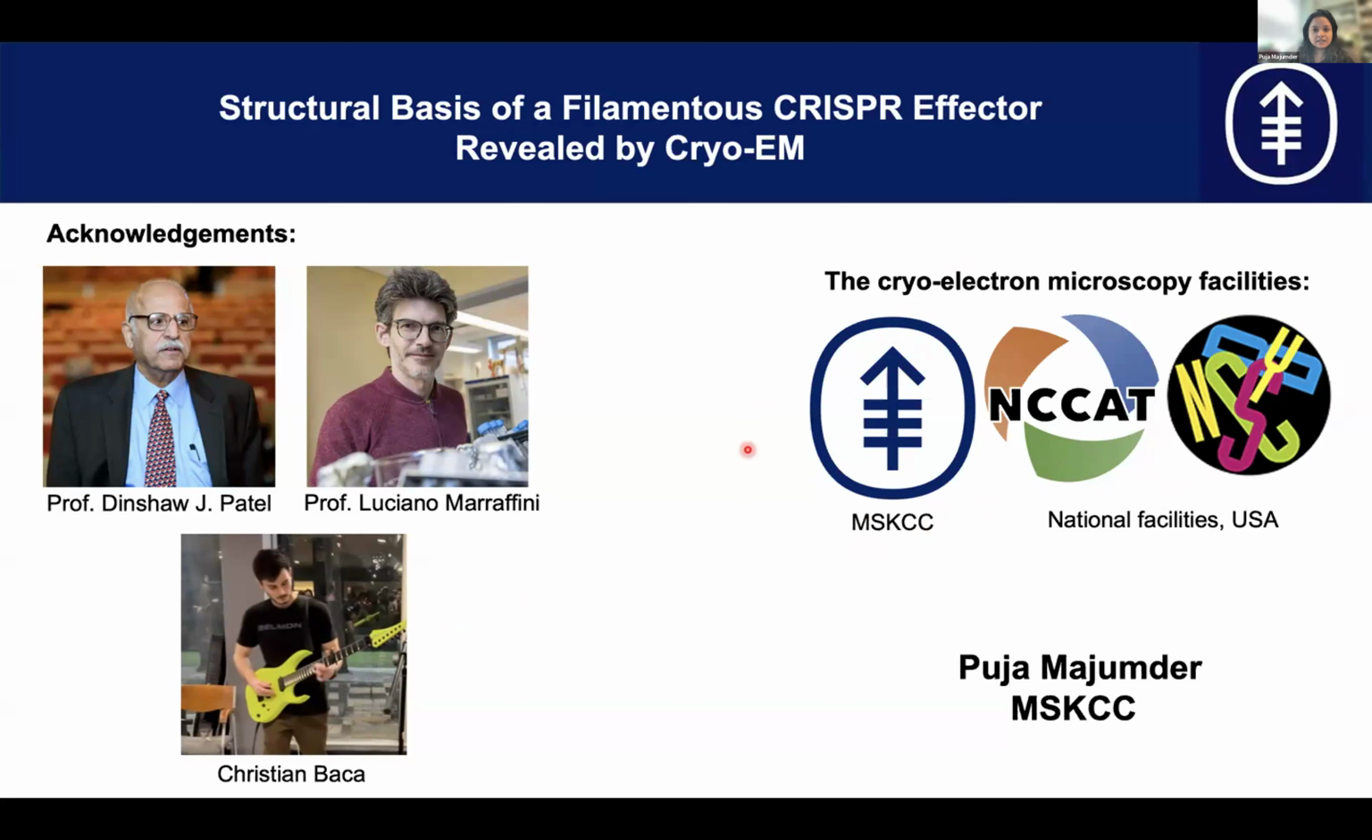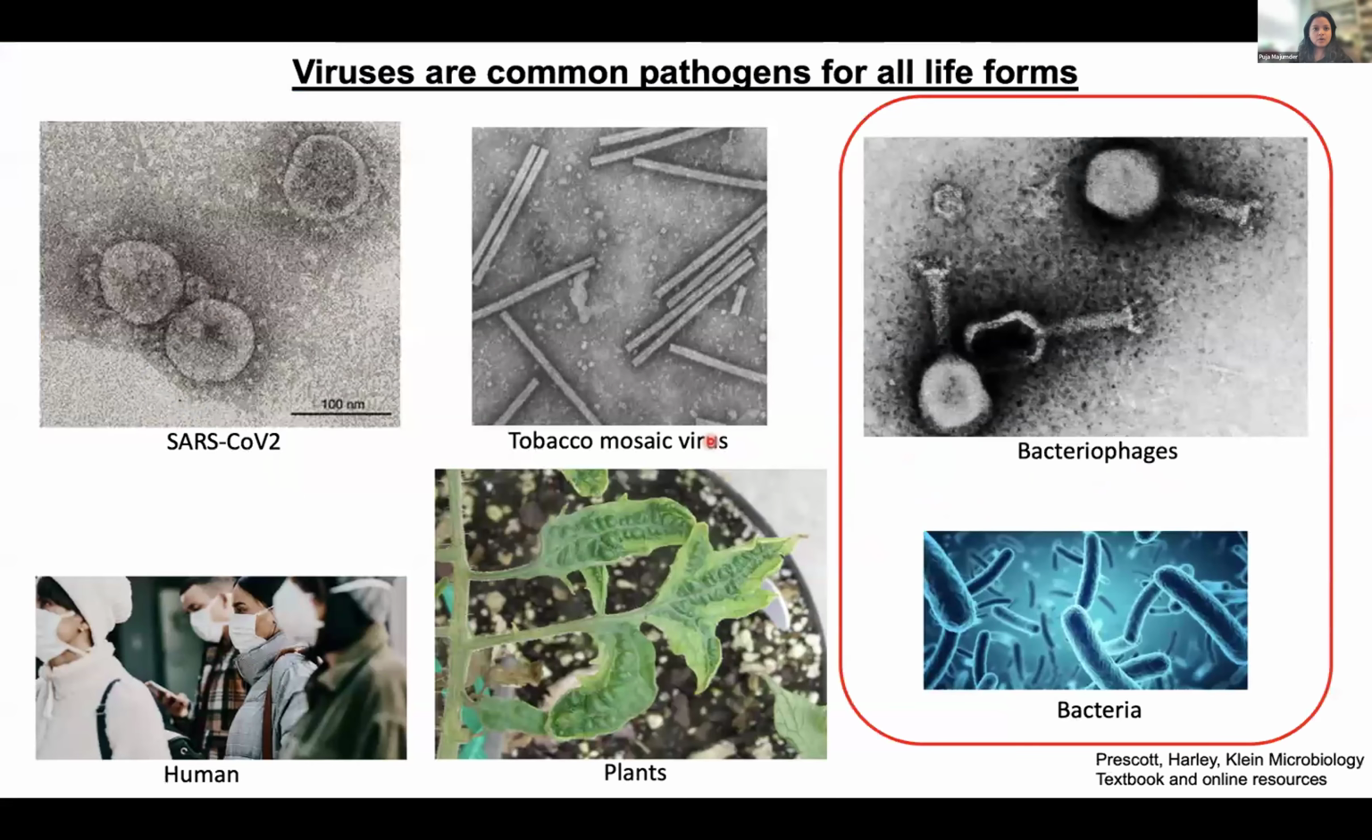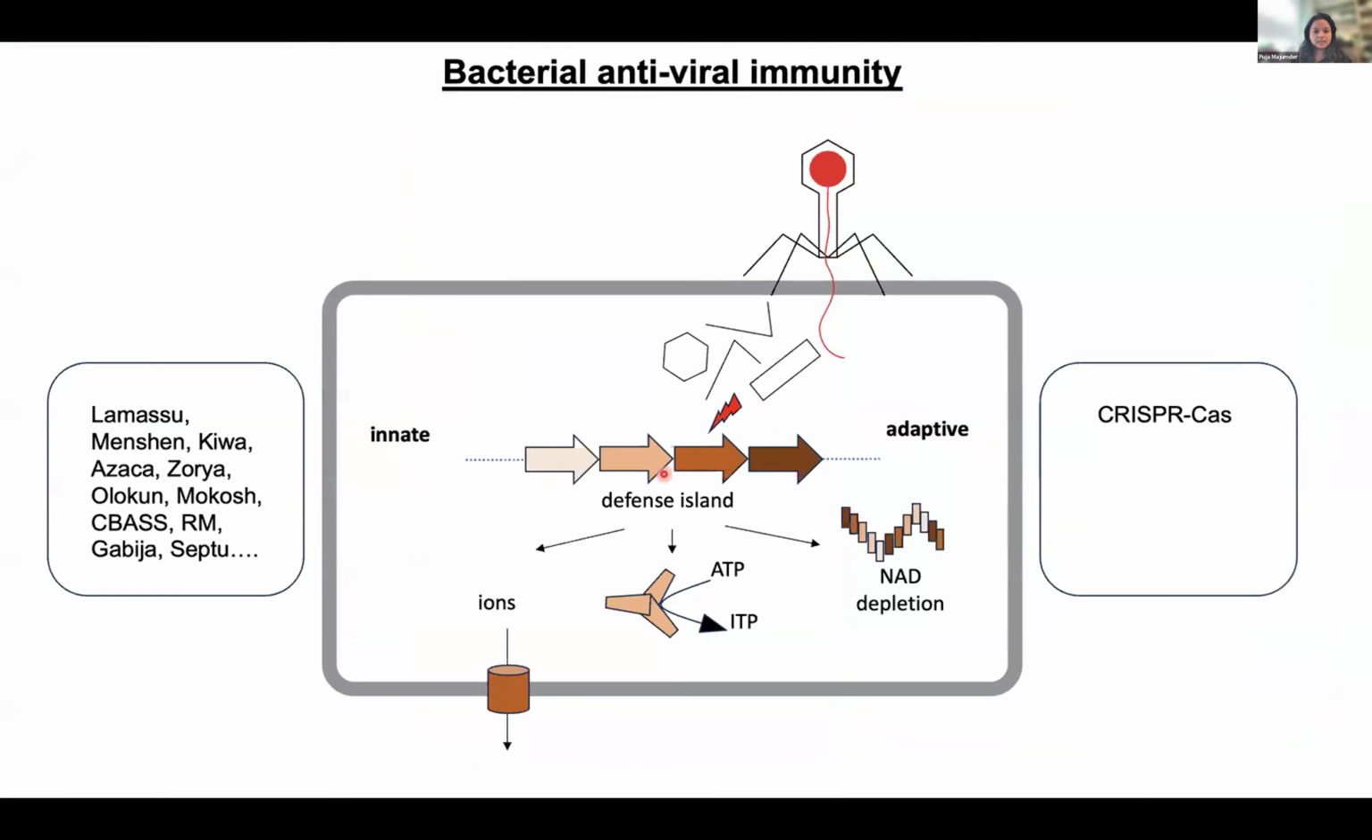CRISPR systems are antiviral defense systems. Viruses are common pathogens to all forms of life. We humans have our own virus, plants have their own, and bacteria are no exception. They have their viruses, which are called bacteriophages. And interestingly, like us, bacteria have also developed a strong, diverse immune system against these viruses. The immune system associated genes of bacteria tend to cluster together, forming defense islands in the bacterial genome.